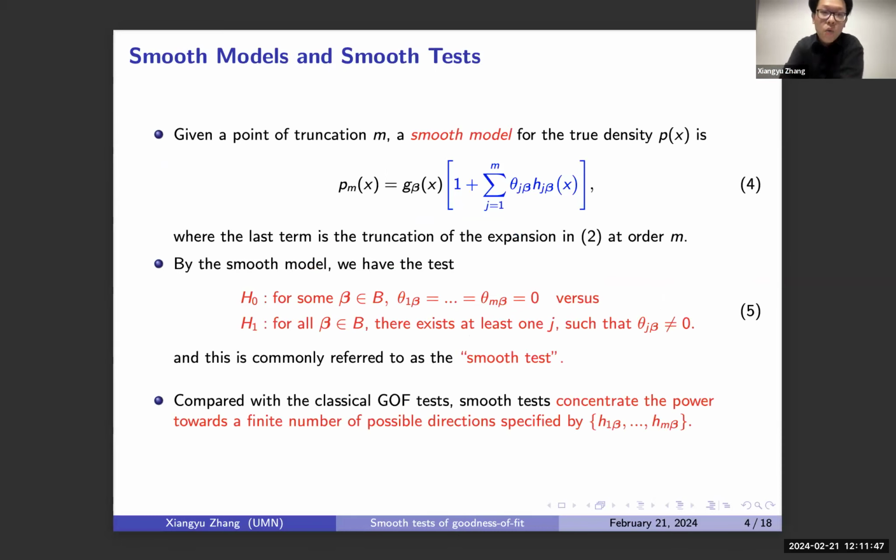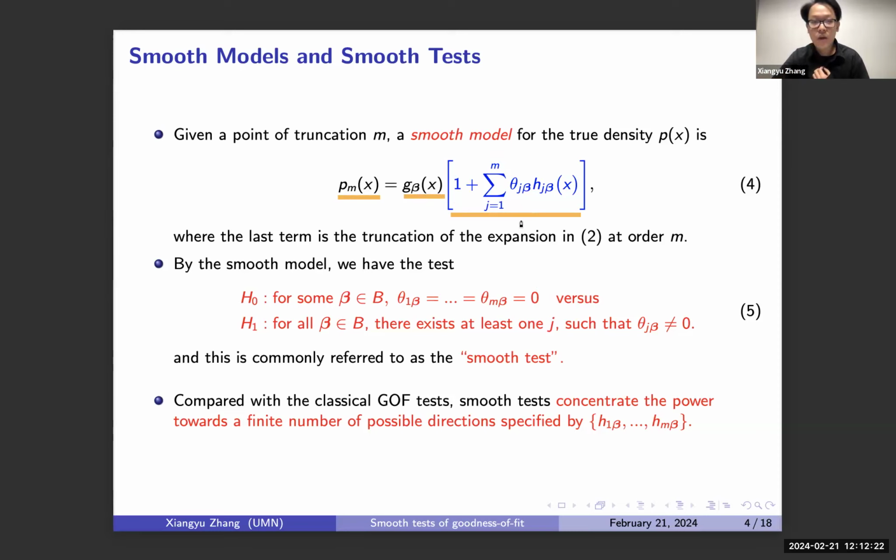Here we consider the smooth model. The definition of the smooth model tells us that when we consider the P_M(x), this is what we call the smooth model. It is equal to our postulated or null model J(β, x) times the expansion, but this expansion gets truncated at the point M.